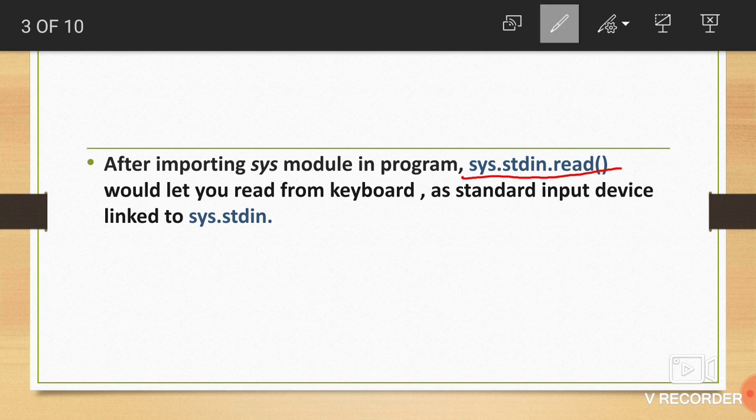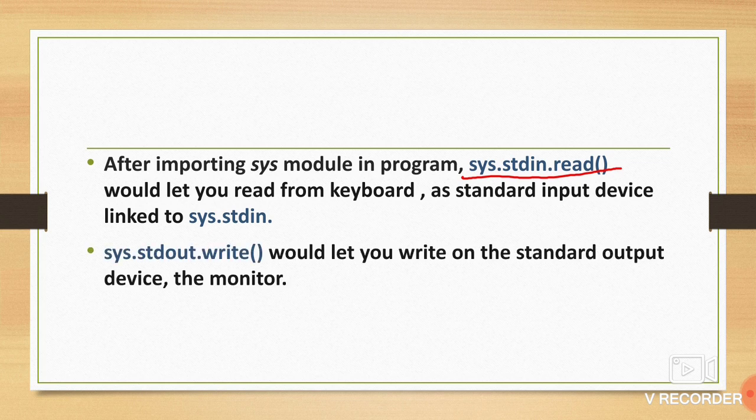Now next is sys.stdout.write, which would let you write on the standard output device, the monitor. Similarly, as the keyboard is linked with sys.stdin, the monitor is also linked with the sys.stdout file. So whenever you write sys.stdout.write, it will allow you to write on the standard output device, that is, the monitor.